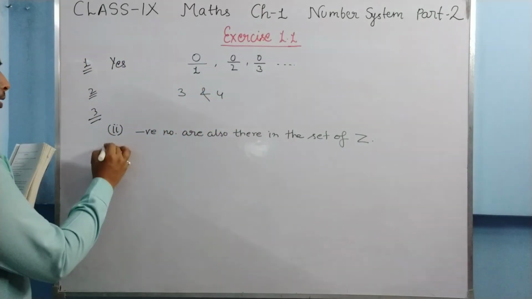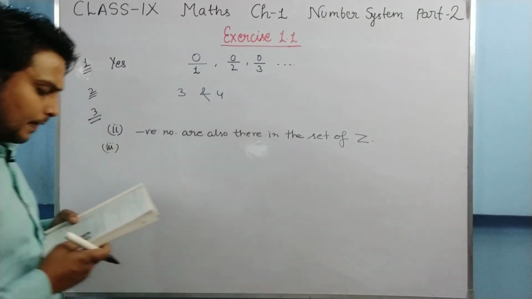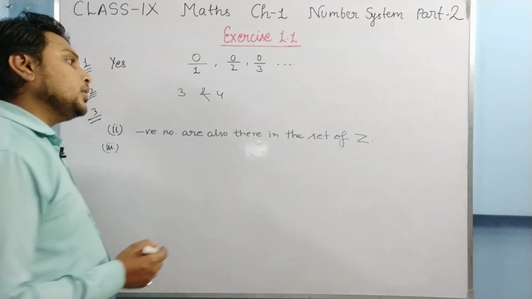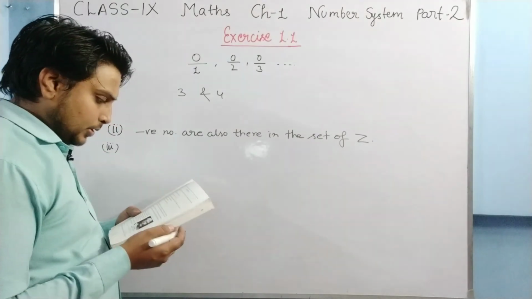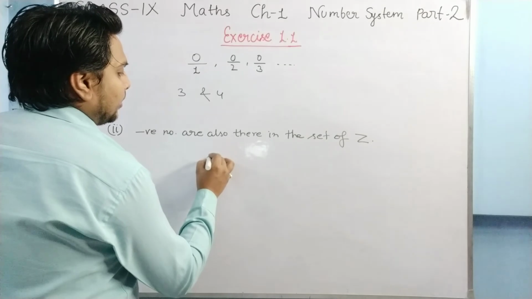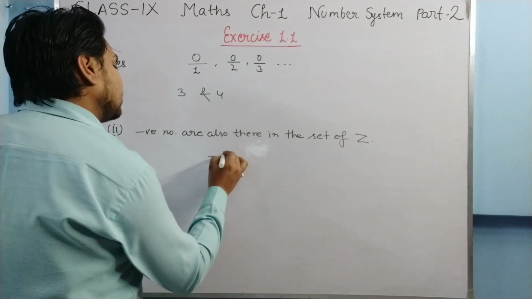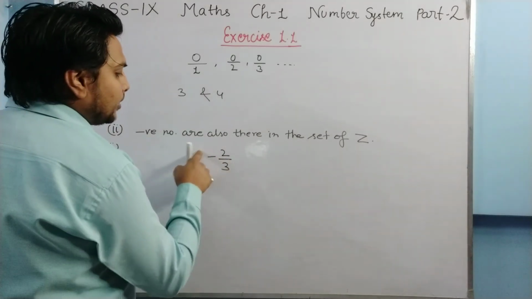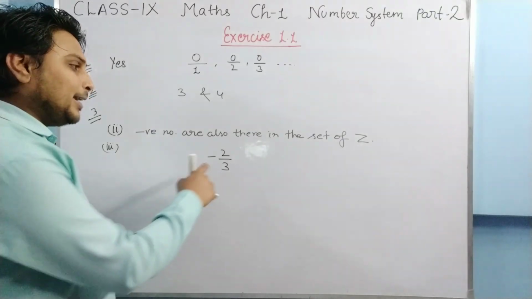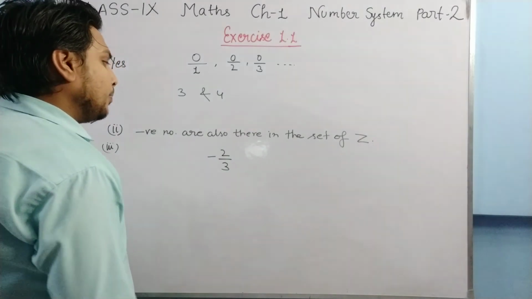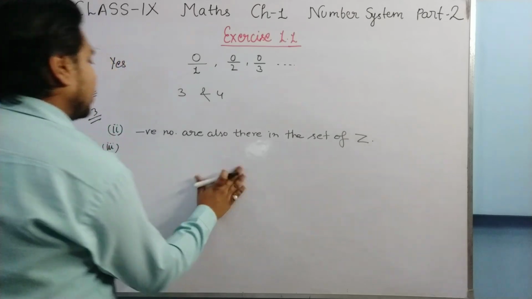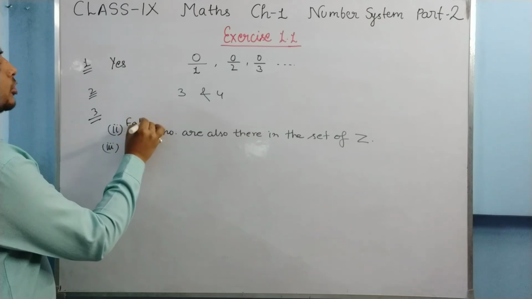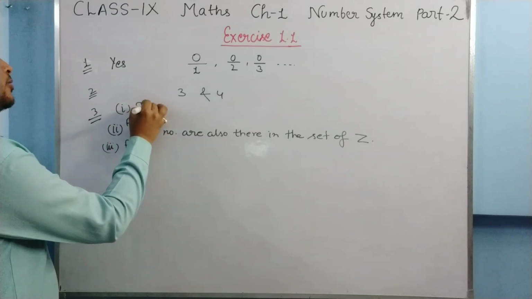The third part is what? Third part is every rational number is a whole number. Can we say that every rational number is a whole number? Again you can see, students, that in rational numbers also some negative numbers are there. Okay, like minus 2 by 3 is what? Minus 2 by 3 is a rational number. But can it be a whole number? No, because negative numbers are also there. So here also the statement is false. In the second one also the statement was false, and in the first one the statement was true.